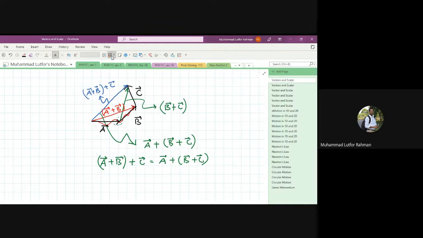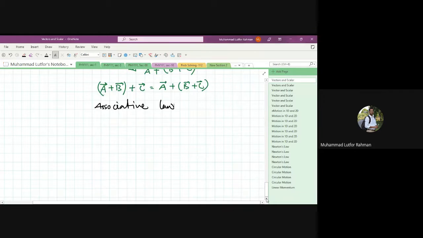This is another law, which we call the associative law, which is also an extension of the vector triangle law. Using the vector triangle law, we can find out graphically, or predict, what the resultant direction would be. This method is very helpful for predicting the trajectory of a particle.